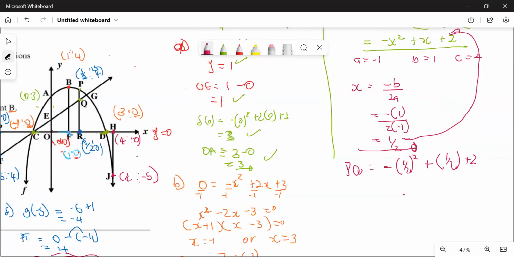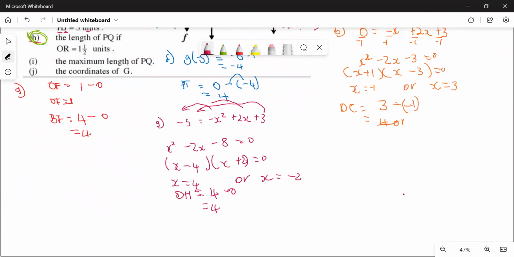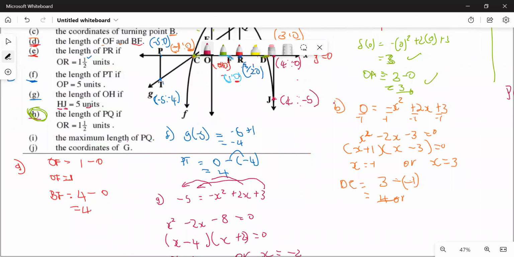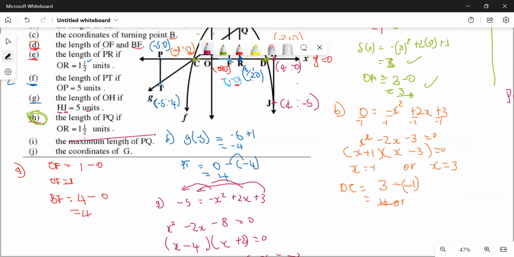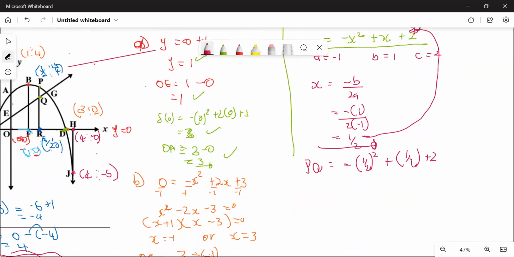So what is the difference between the two questions here? If you calculate the length of PQ exactly, they are going to tell you what is X. If they tell you what is X, you simply substitute. If they say they want the maximum length, it means that you are going to get an equation, and then you are going to get the turning point of that equation. After getting the coordinates of the turning point, the Y value is going to be the length that they're talking about.